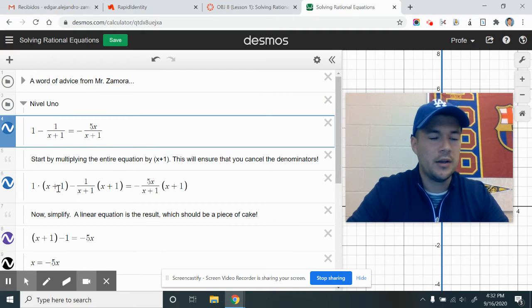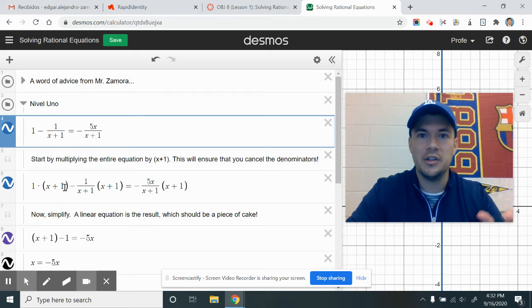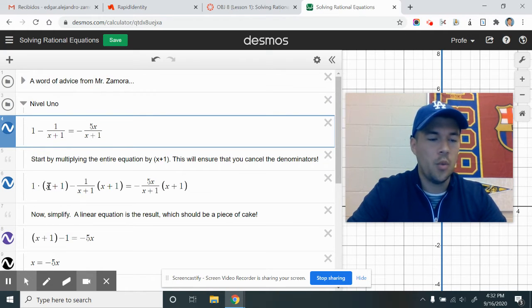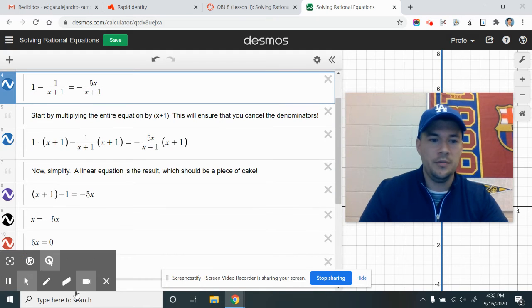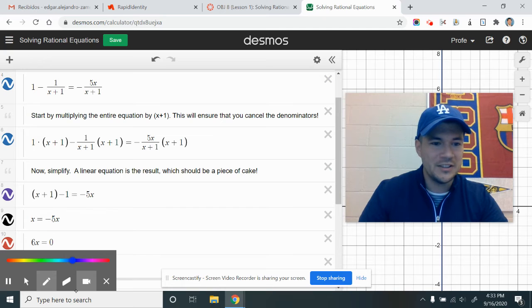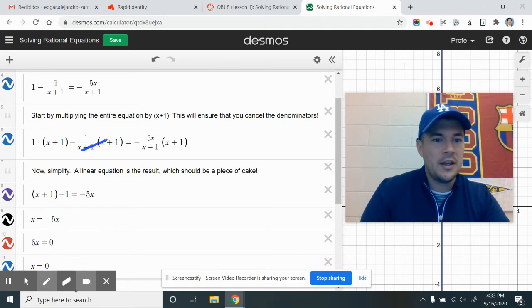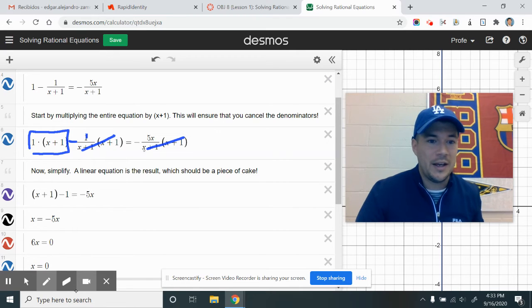And when I do that, I make sure that I multiply each term on the left side and on the right side by x plus 1. So I multiply the 1 by x plus 1. I multiply this fraction by x plus 1. And I multiply the fraction on the right side by x plus 1. Now, the x plus 1 multiplied to the fractions is going to have a pretty cool effect, because it is going to effectively cancel out those denominators. So you're just going to be left with, on the left side, this product, x plus 1, minus just that 1. And on the right side, I'm just going to be left with a negative 5x.